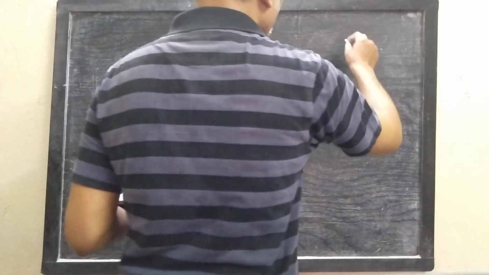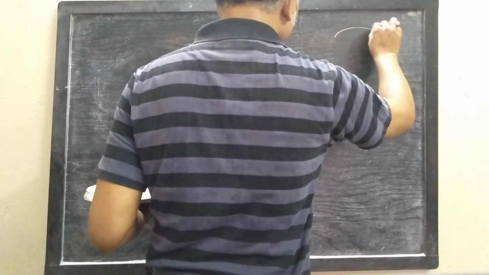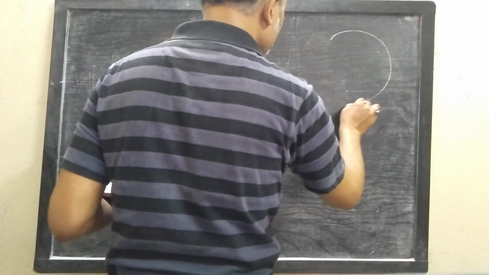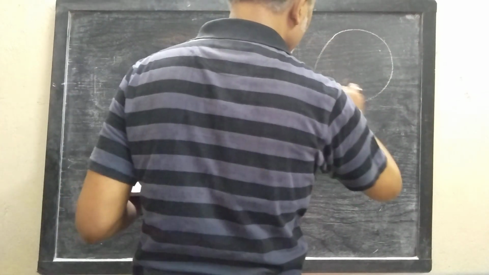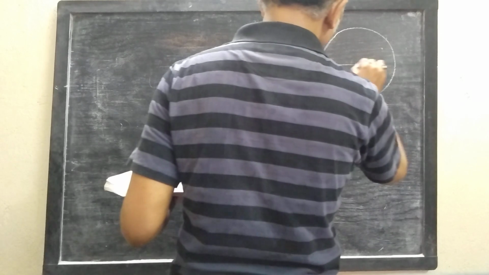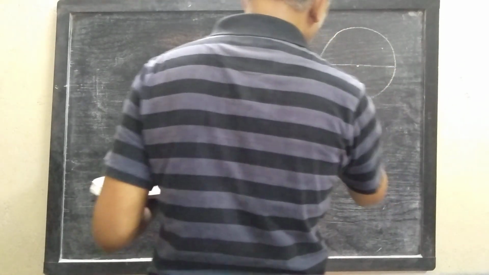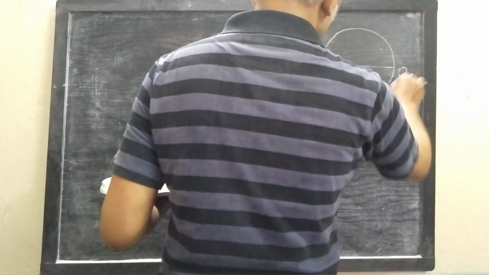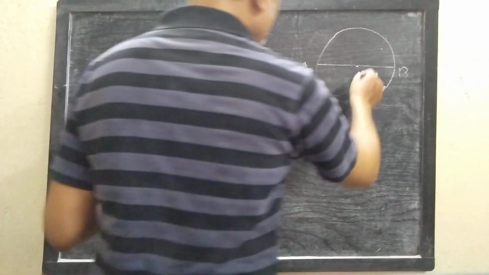Next, let us solve this problem. Suppose this is a circle, and this is one of its diameters. A circle has infinitely many diameters. One of them is AB, and this is the center C.